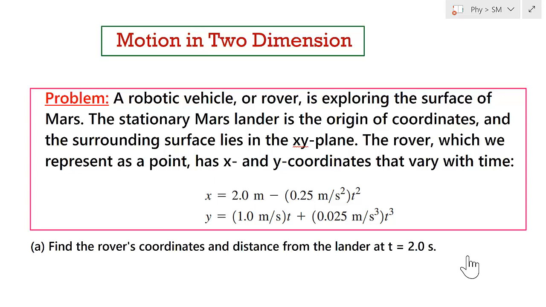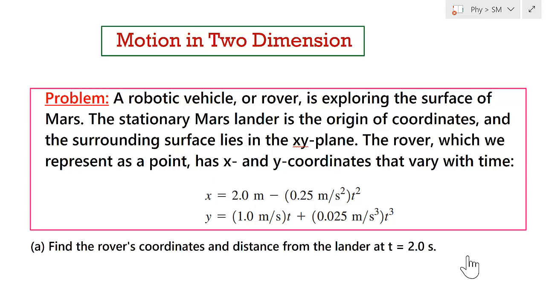Hello friends, in the last video we have seen how to write the expression for position vector, how to calculate average velocity vector and how to write the expression for instantaneous velocity. And this we have illustrated for two-dimensional motion, that is if we have an object that is moving in a plane. Now we will support this video with the theory that we developed in the last video.